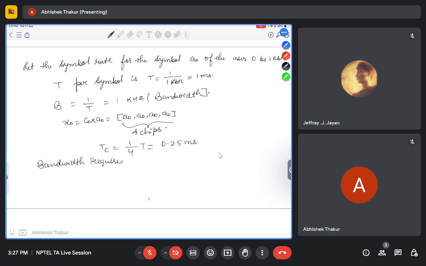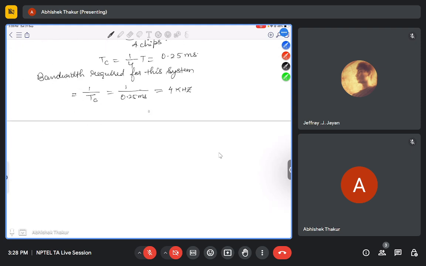So the bandwidth required for this system is equal to 1 by Tc. So that is 1 by 0.25 millisecond, which is equal to 4 kilohertz. So this is the spreading of the original signal bandwidth. So this phenomenon is known as spreading of the original signal bandwidth.